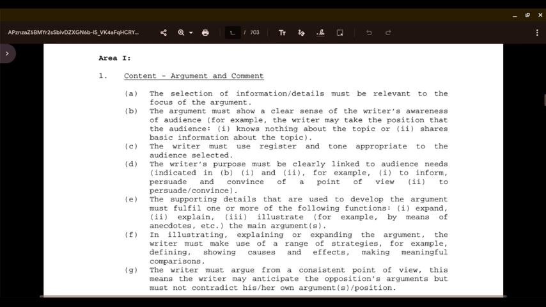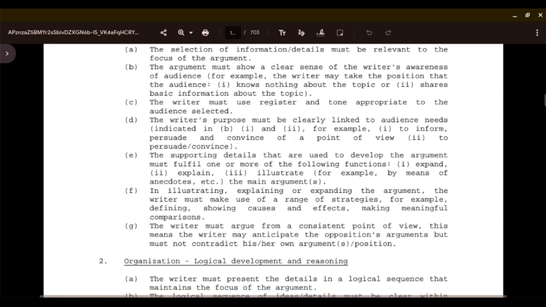D, the writer's purpose must be clearly linked to the audience's needs indicated in B1 and 2. That's where we were. So are we informing, persuading, and convincing of your point of view, or are we just persuading and convincing? Do you need to give extra information, or do you just need to say, hey, this is the point I have, let me convince you about my point?